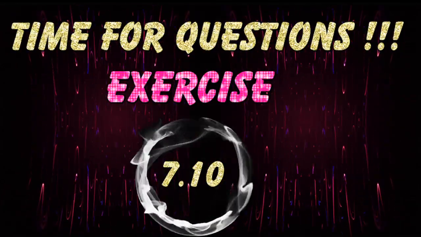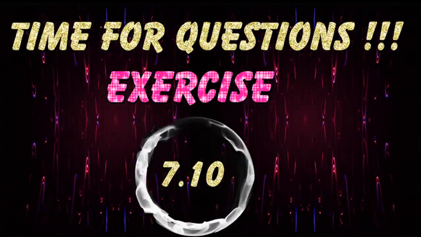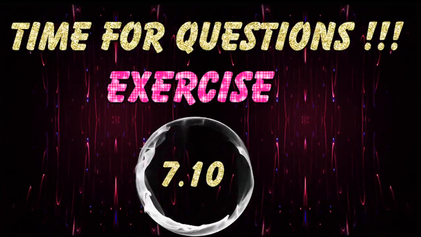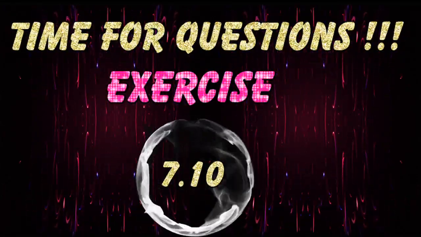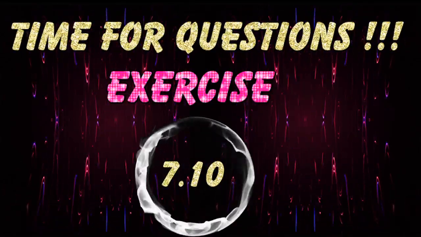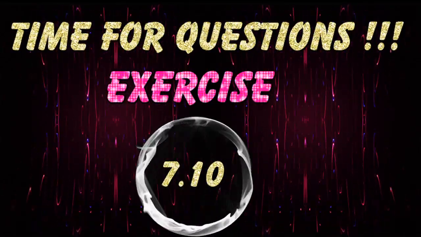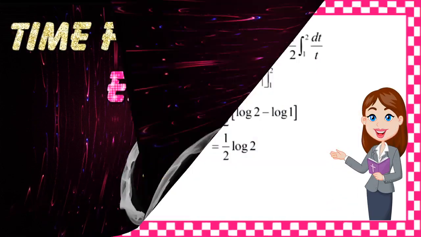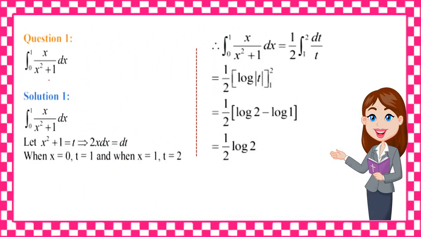Now, let's make the concept clear with the help of a few questions, right? So let's talk about a few questions of exercise 7.10, how we change the limits according to the substitution. Let's take question number 1. Here limits are given as 0 to 1, x upon x square plus 1. It's clearly visible that this can be solved by using substitution.